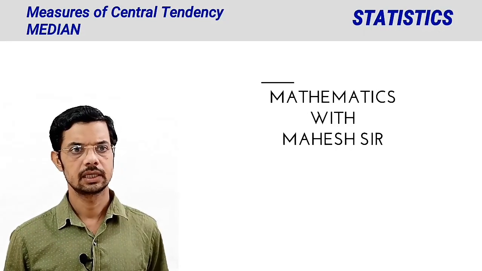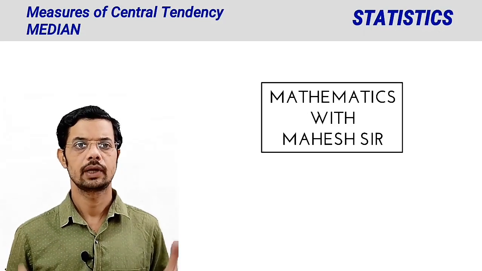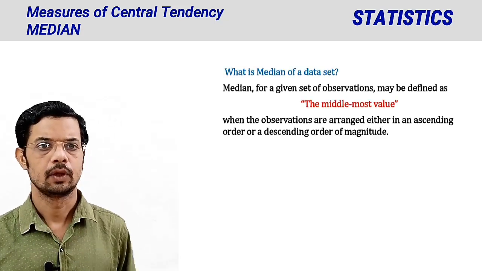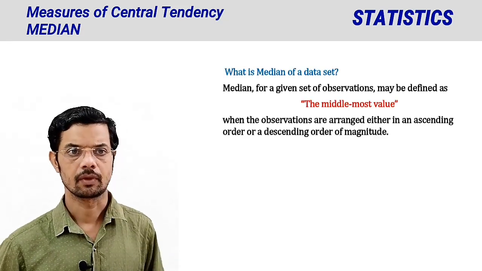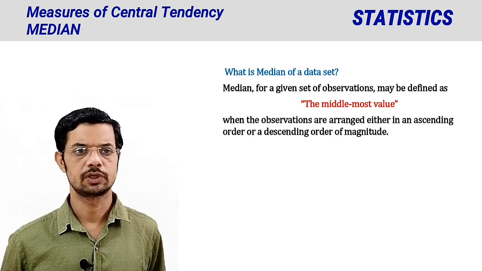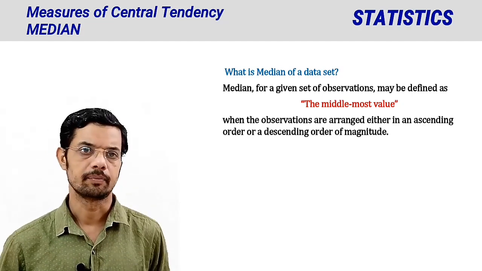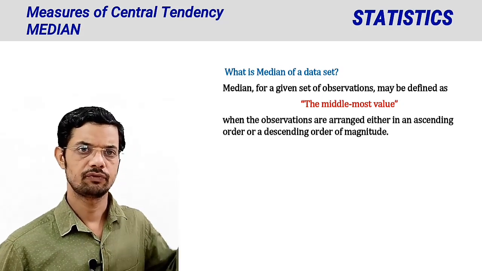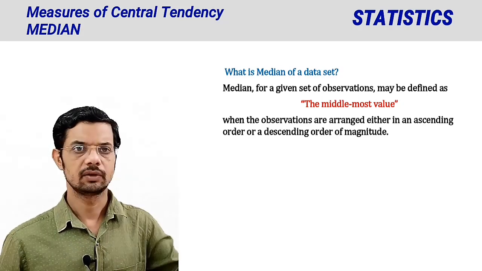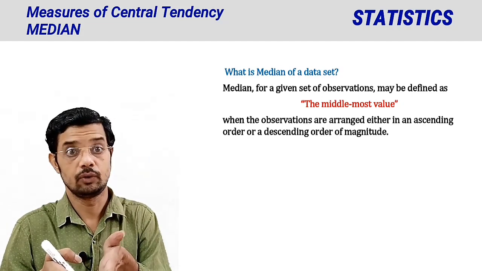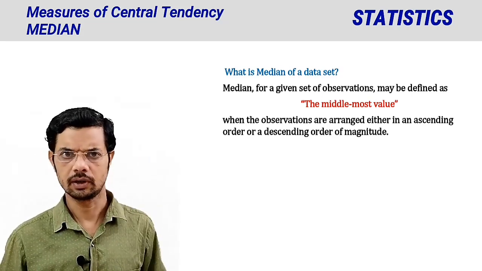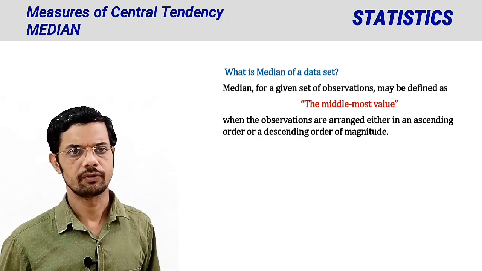Hello friends, in this class we shall learn how to find out and calculate the median of a given data set. What is median? Median is the middlemost observation in a given data. So suppose we have a list of data, the one which occurs in the middle, after arrangement of the data in either ascending or descending order, will give you the value of the median.